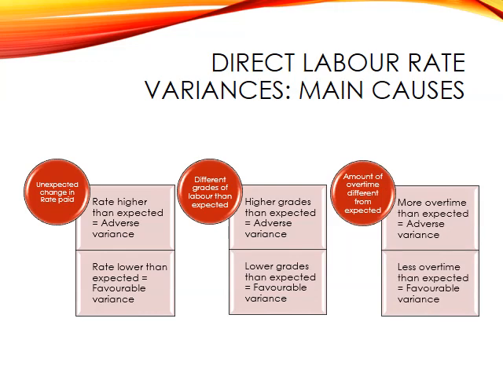A third reason for direct labour rate variances is where we are using more or less overtime than expected. If we're using more overtime than expected, it means that overall the average amount that's being paid for our hours is going to be higher than expected, and that will lead to an adverse variance. If, however, we're using less overtime than expected, that's going to give a favourable variance.